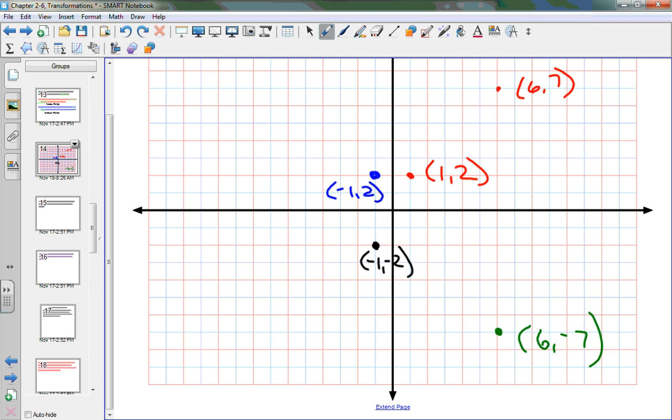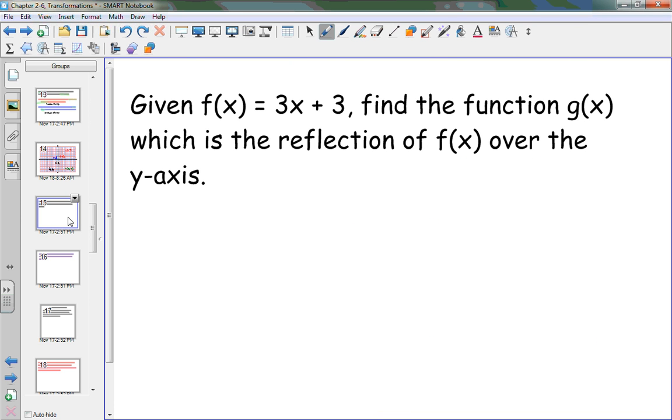Do we see that? What changed with the y? Well, that's because I'm flipping it over the x. Whenever I'm flipping over the x, what changes with the y coordinate? Do we understand that? If I'm flipping it over the y, what happens then? Negative 6, -7. What changed? Only the x changed.